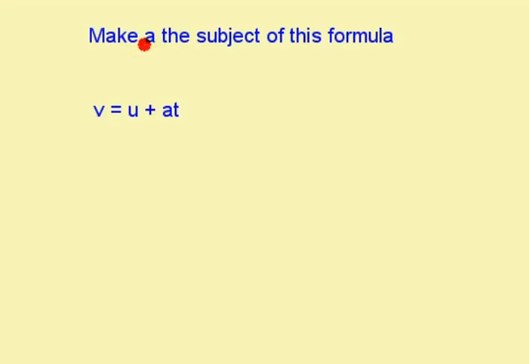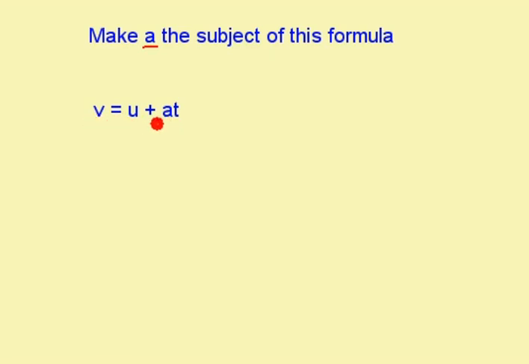We are asked to make A the subject of the formula. This means to get A on its own. To do this, we're going to use the two techniques, float and ping and escalator, that we looked at when solving equations in clip 60. We start by using float and ping.